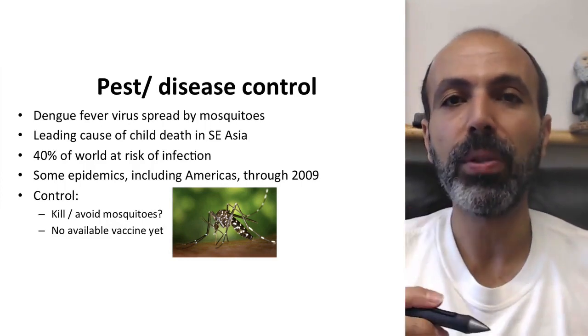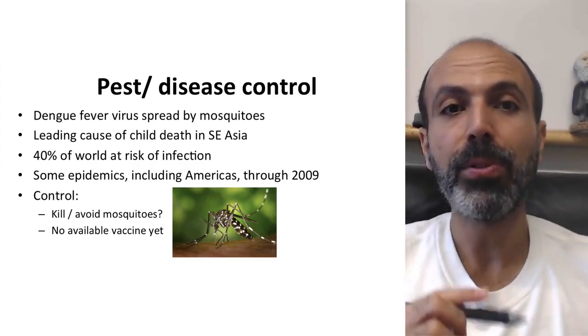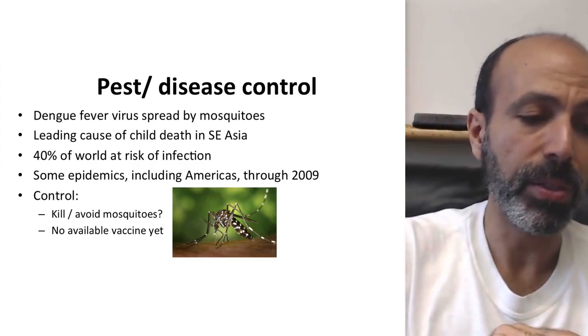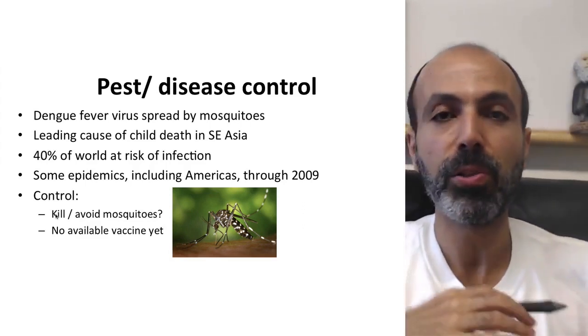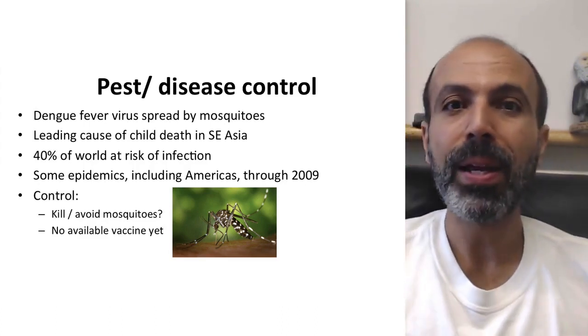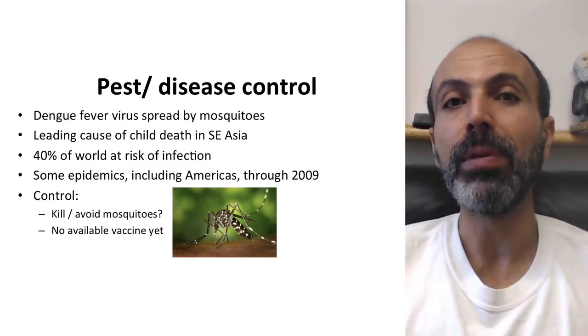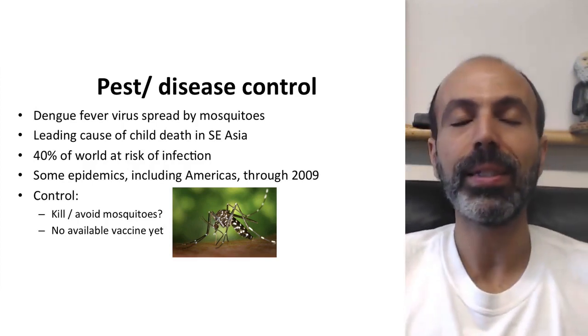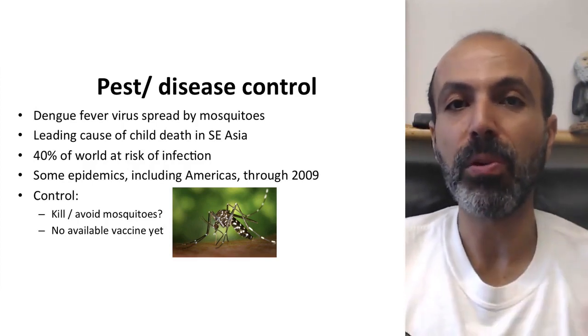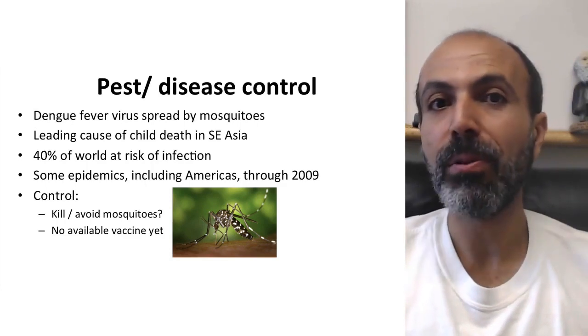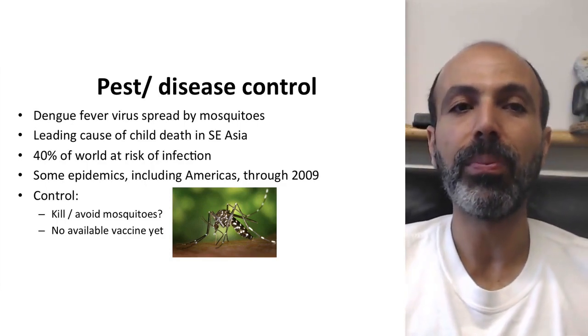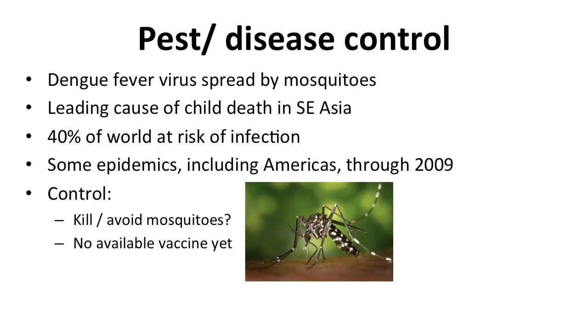So how do you control this disease? Well, two options have been tried. One is to kill mosquitoes, basically go in there and just wipe out as many as possible. That helps, but the problem is we can't get rid of all the mosquitoes out there. The other is to avoid mosquitoes, things like nets, to basically keep humans away from them. Again, that has some effectiveness, but it doesn't eliminate the problem. Unfortunately, there's no available vaccine yet. So let's set that aside. That's what's happening in terms of dengue. Now let's talk about an evolutionary study.